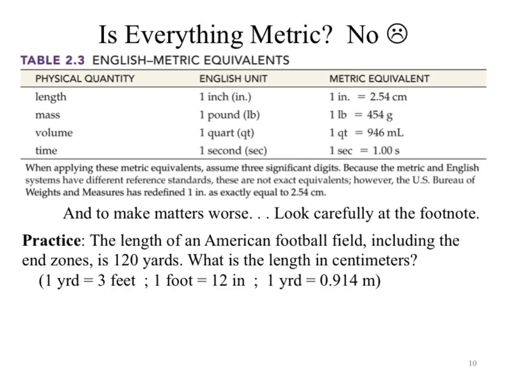Before we actually work with that problem, I want to address one more thing. You notice that this makes matters worse? Because they weren't bad enough, right? I guess they were bad enough. Make matters worse, what's the problem? Take a look at this footnote here. When applying these metric equivalents, assume 3 significant digits. Oh, crap. So now when we deal with our conversion factors, they incorporate significant digits. What happened with our metric conversion factors? Do we need to worry about significant digits? No, why not?